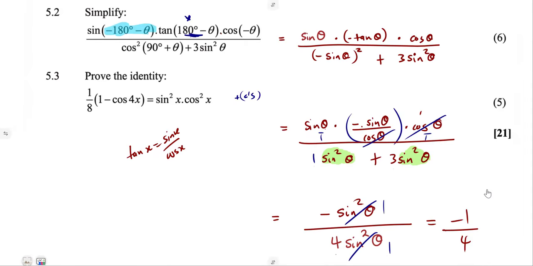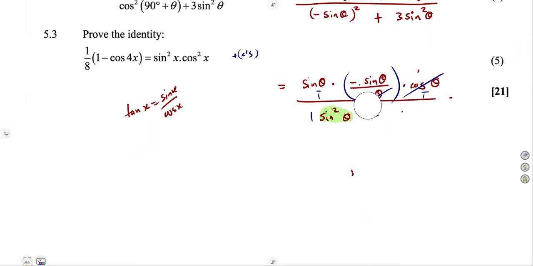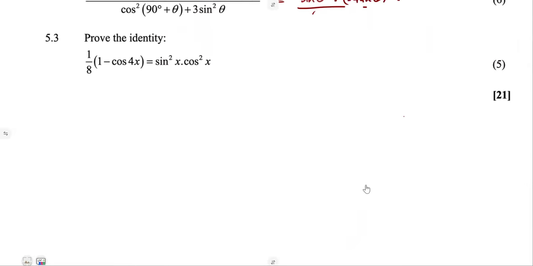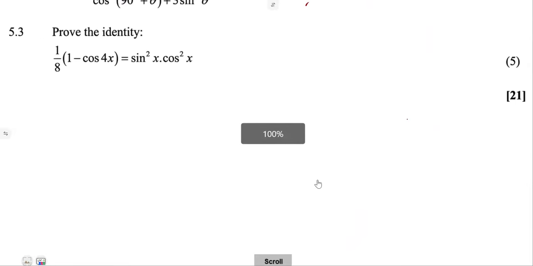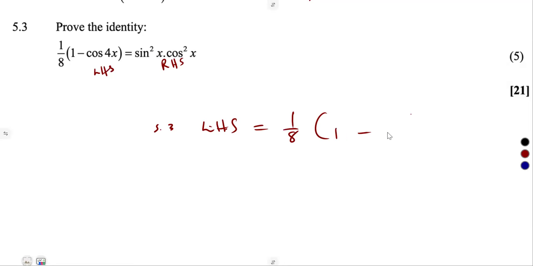On 5.3, it is to prove, just like simplify, but there is an answer that we are given. So there we must choose one side to work with in order to show that it is equal to the other side. So that's our 5.3. I'm going to choose the left-hand side. For this left-hand side to be equal to the right-hand side, this is what we are going to prove. Our left-hand side is given as 1 over 8 into 1 minus cos 4x. Guys, the moment we have got this 4x.